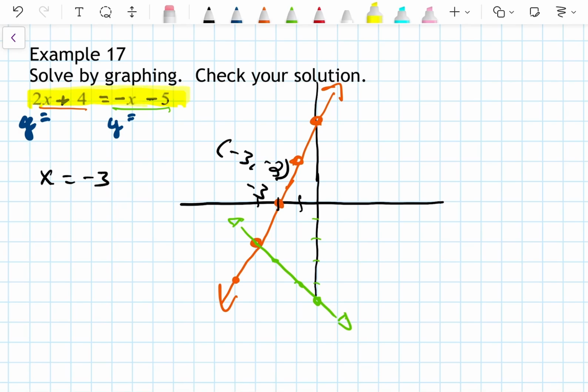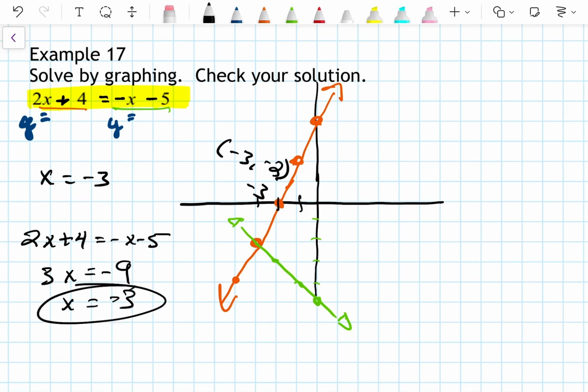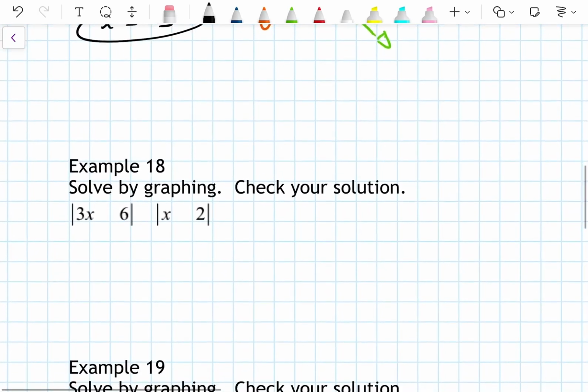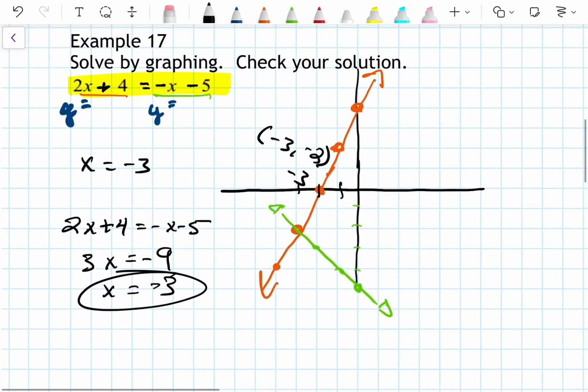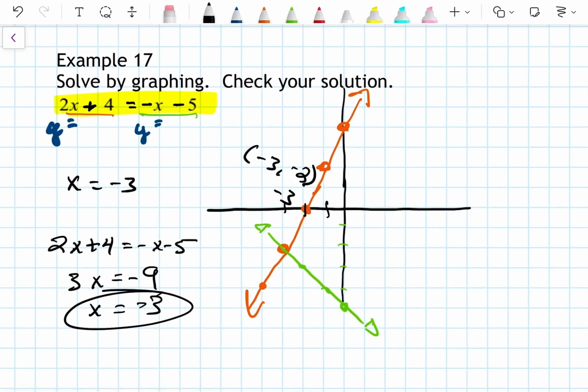And if we were to solve this by hand, we would get 2x plus 4 equals negative x minus 5, which would be 3x equals negative 9, so x equals negative 3. Right, that's one that we could solve by hand. Next up, we're getting one that's a little bit more difficult to solve by hand. We still could, but it's more difficult. So that's what we're doing here.